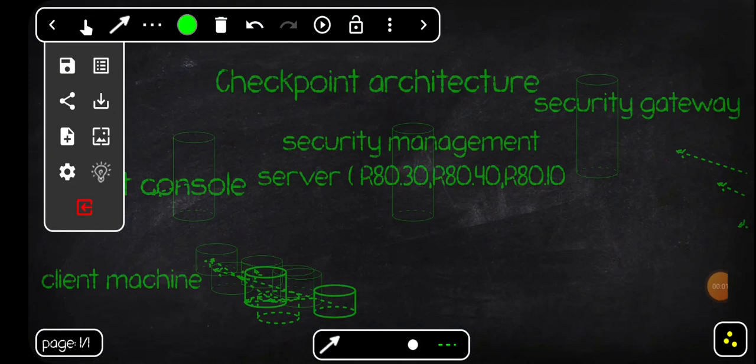Hi guys, now I will discuss the checkpoint architecture. Okay, checkpoint firewall architecture. So let's start.